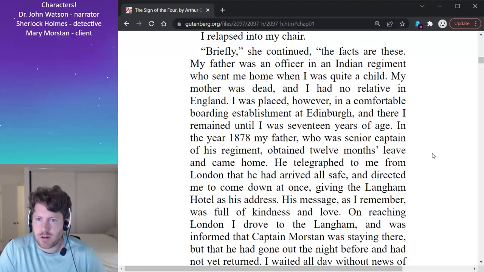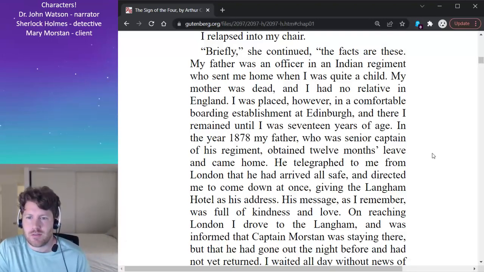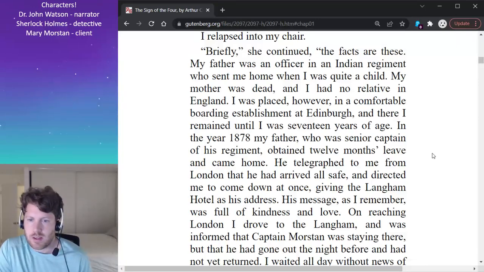I was placed, however, in a comfortable boarding establishment in Edinburgh, and there I remained until I was 17 years of age. In the year 1878, my father, who was senior captain of his regiment, obtained 12 months' leave and came home. He telegraphed to me from London that he had arrived all safe and directed me to come down at once, giving the Langham Hotel as his address. His message, as I remember, was full of kindness and love.